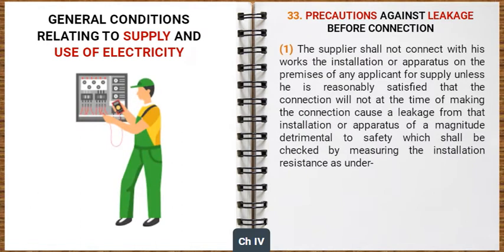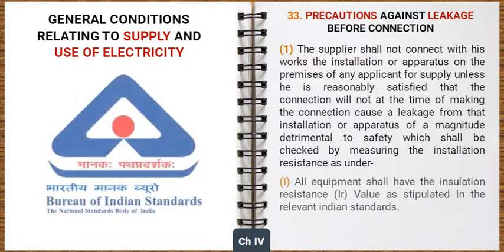First, let us learn about the precautions against leakage before connection. The supplier shall not connect with his works the installation or apparatus on the premises of any applicant for supply, unless he is reasonably satisfied that the connection will not at the time of making the connection cause a leakage from that installation or apparatus of a magnitude detrimental to safety, which shall be checked by measuring the installation resistance as under. All equipment shall have the insulation resistance IR value as stipulated in the relevant Indian standards.